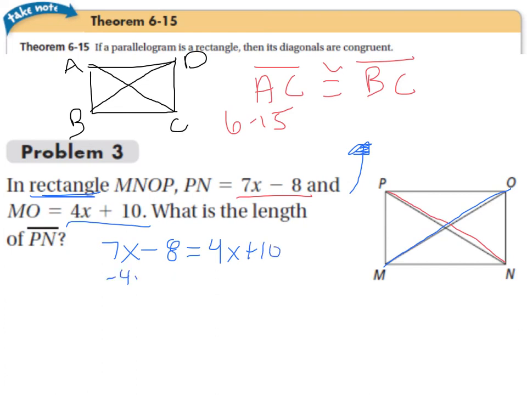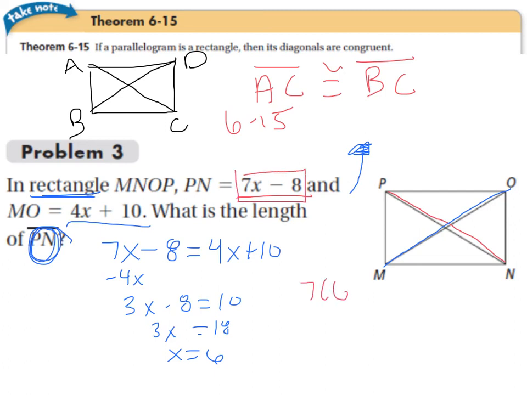So first I'm going to subtract 4x from both sides. And then I'm going to add 8. And then I'm going to divide by 3. So I have x is equal to 6. That's not what my question's asking. It's asking for PN. So if I look at PN, that's 7 times 6 minus 8. That'd be 42 minus 8, which is going to be equal to 34, and that would be my final answer.